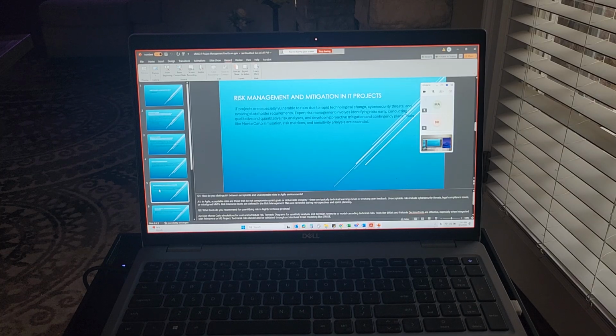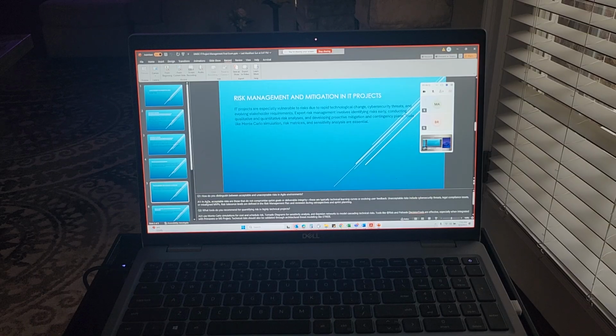Okay, so in agile environments, acceptable risks are those that don't compromise sprint goals and deliverable integrity. These are typically technical learning curves or evolving user feedback. Unacceptable risks include cybersecurity threats, legal compliance issues, or misaligned MVPs. Risk tolerance levels are defined in the risk management plan and reviewed during the retrospective and sprint planning. Brianna?